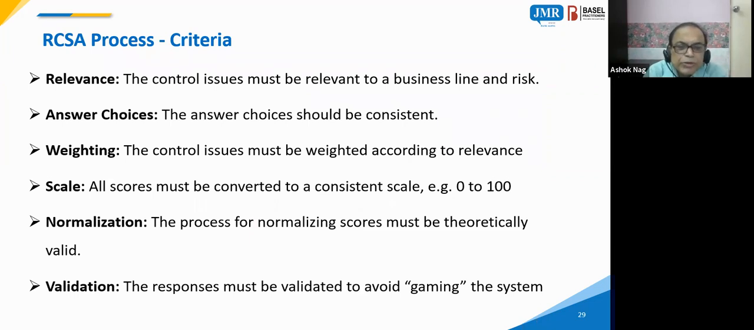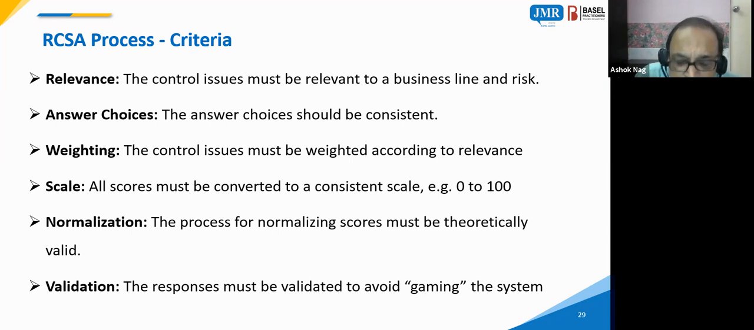So in the RCSA process, an important thing is that the control issues must be relevant to business line risk. You cannot just say that I will control everything. The controls have to be relevant to your business line and business risk. Which risk are you tracking, knowing that it is risky? How can I control it? That is important. Answer choices.